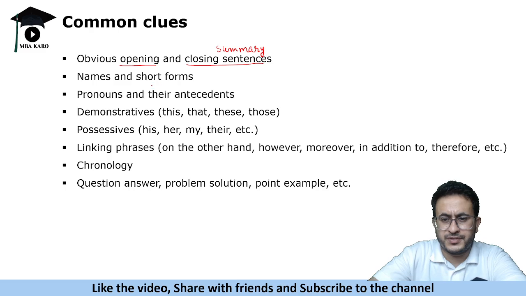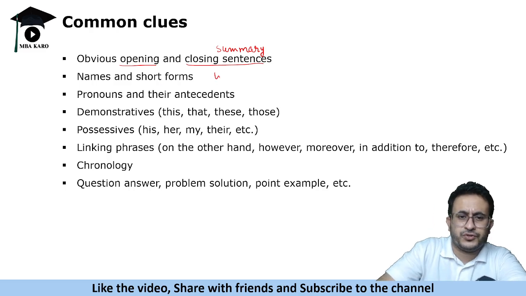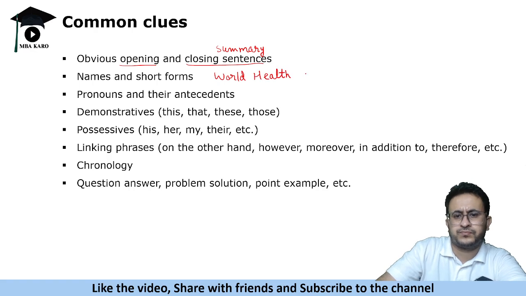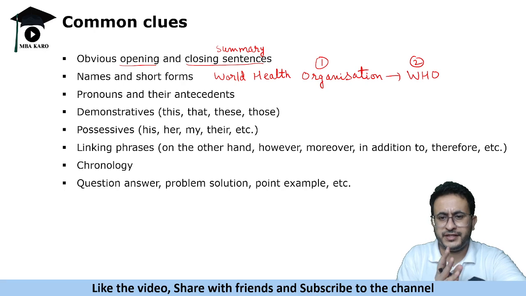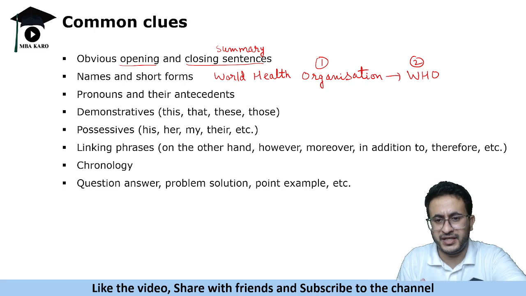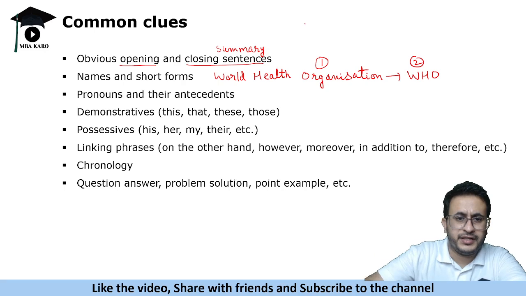Names and short forms. Now remember that if a name has been given and a short form is given, suppose one sentence says World Health Organization, and another sentence says WHO, then this will come first, this will come later. Why? Because first of all they should describe what that short form means. So if a short form is used and a full word is the expansion of that, the full form will come first, the short form will come later.